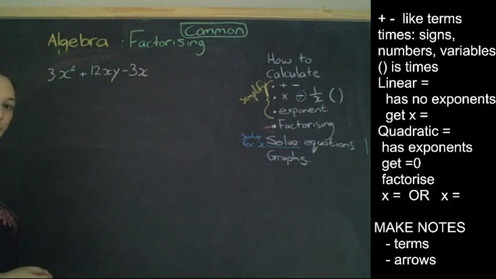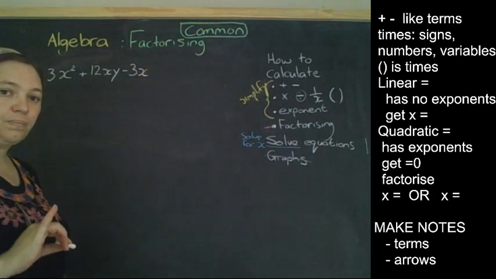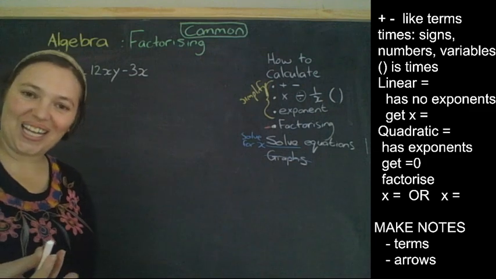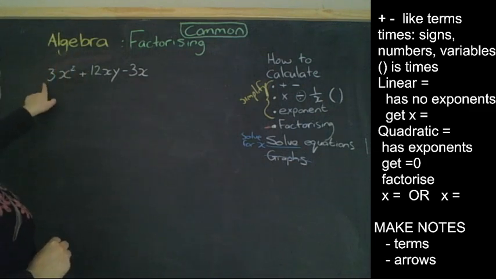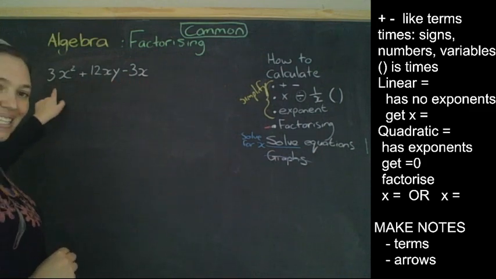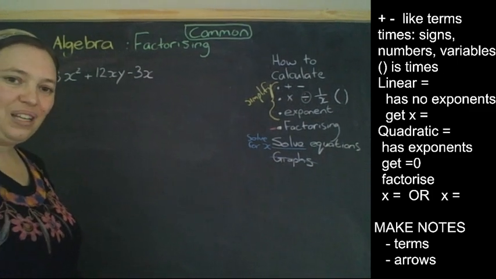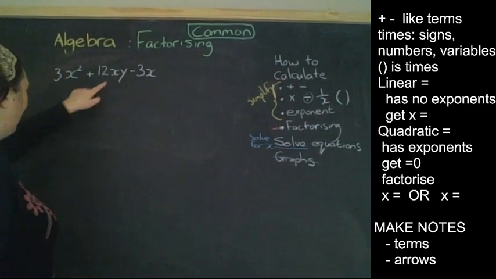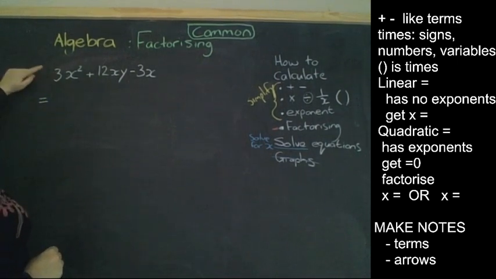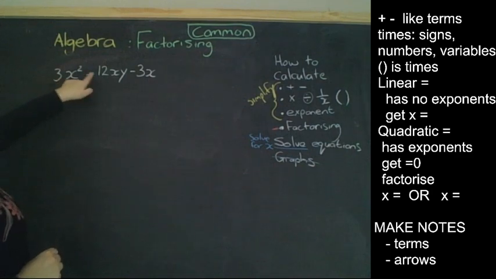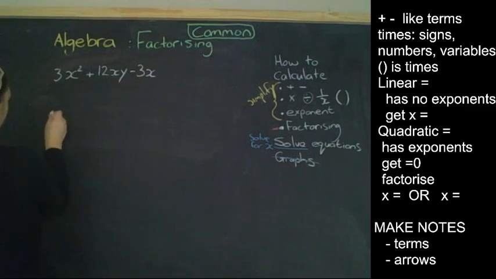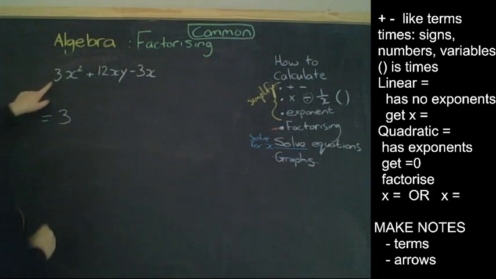Okay, so we're looking at that and we're asking ourselves, what type of factorizing do we have? You know it's common factor because that's what we're doing at the moment. But how do you know? Because all of these terms have something in them that is the same, that we can get rid of. Okay, so what is common in all of these? The 3. That one can also divide by 3. That one can also divide by 3. So 3 is a common factor.